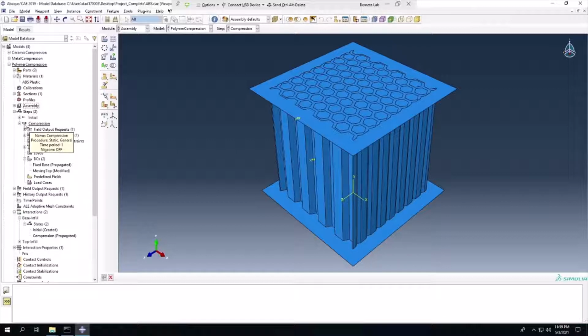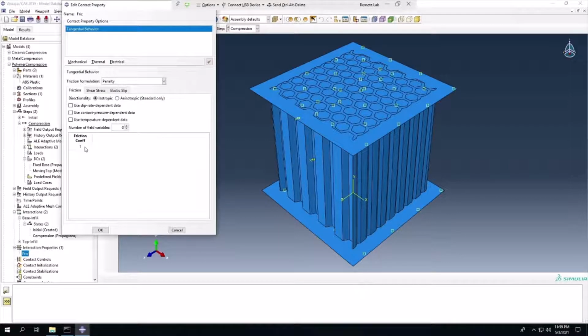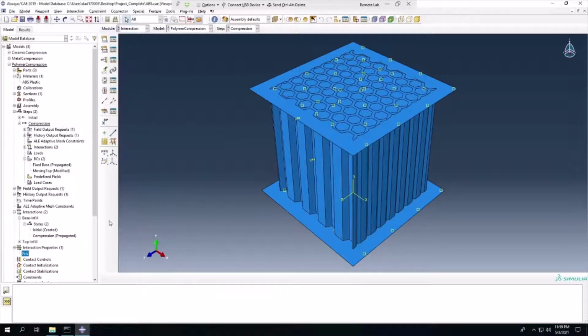To do this accurately, we set a surface interaction between the base and the infill section, as well as between the top and the infill section for friction, with a friction coefficient of 1. This way we could ensure that there would be a no-slip boundary condition at those surfaces, and that we will only have to examine motion in the U2 direction.